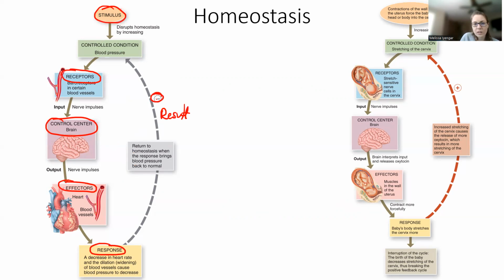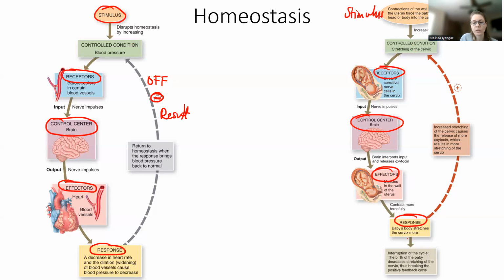The result is either a negative feedback. Basically, this turns the system off. As we go back, the stimulus gets turned off. That's negative feedback. In a positive feedback mechanism, again, we have to have a stimulus. We have to have receptors. We have to have a control center. We have to have effectors.